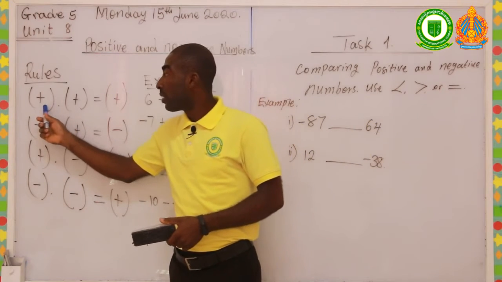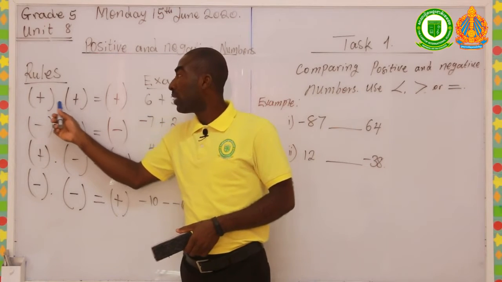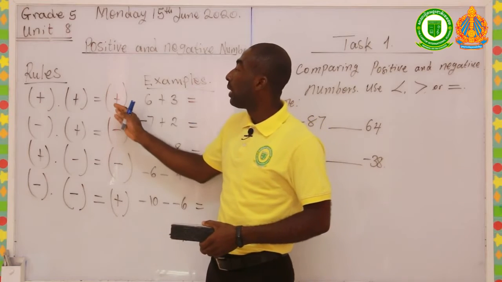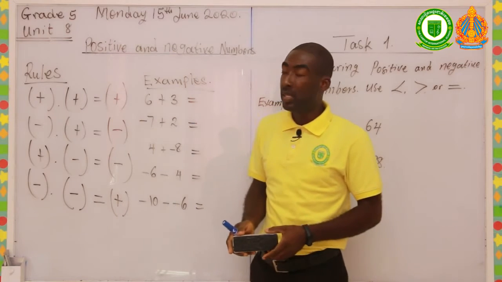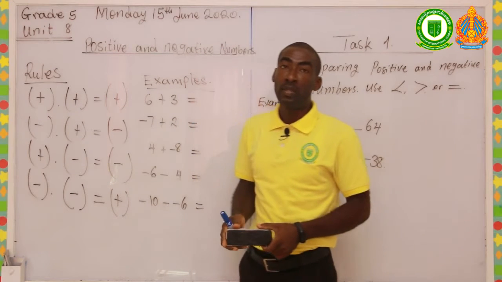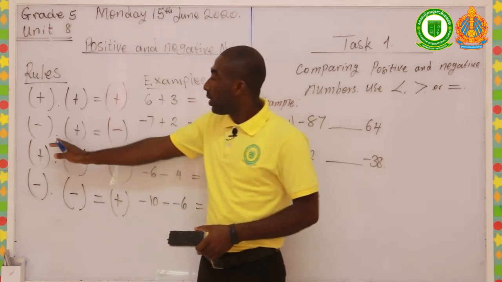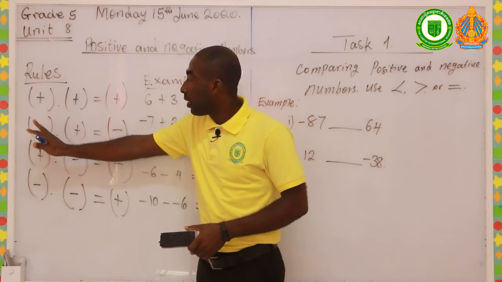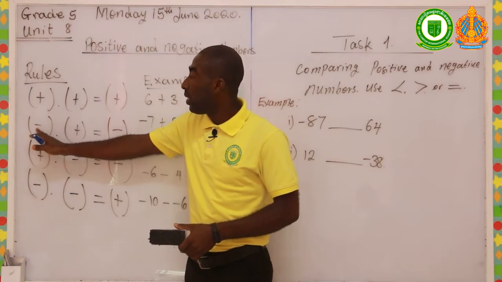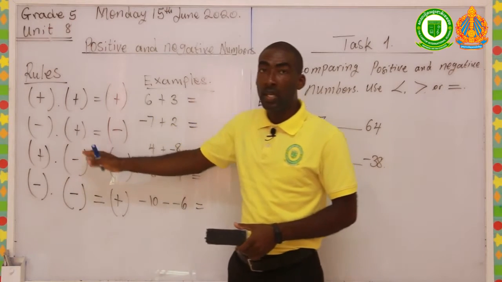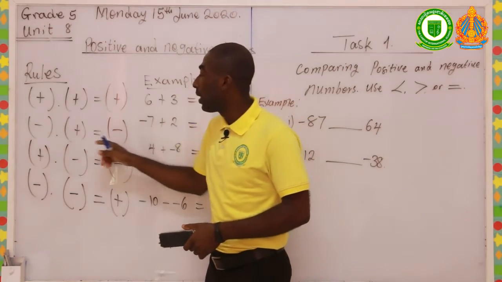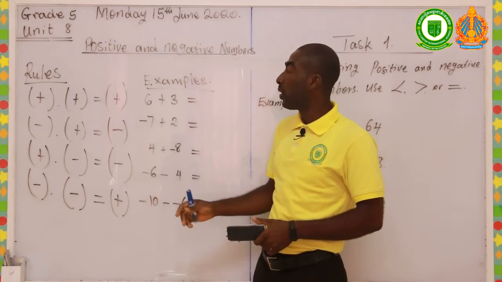Okay, so the first rule is that whenever you have a positive and a positive number coming together, it means that you are likely to have a positive answer because both signs are positive, so it will give you a positive answer. The same way, if you have a negative and a positive coming together, the negative sign here is much stronger than that of the positive sign. So when these two signs come together, it tends to be negative, okay?